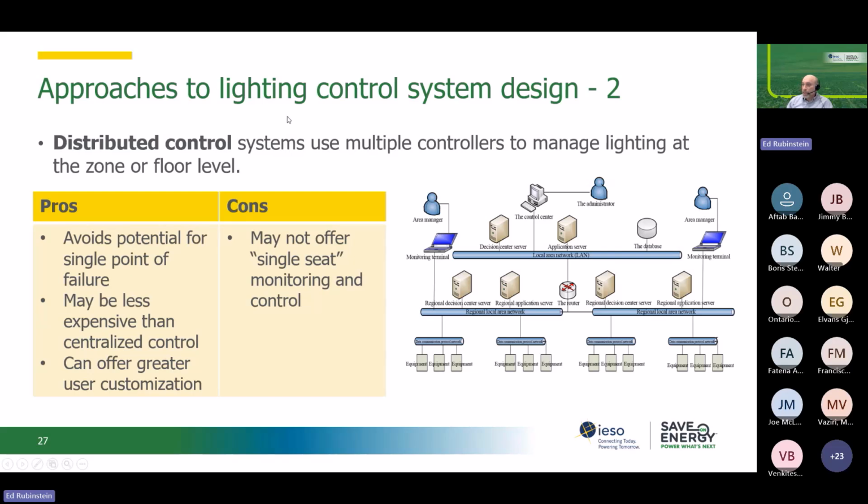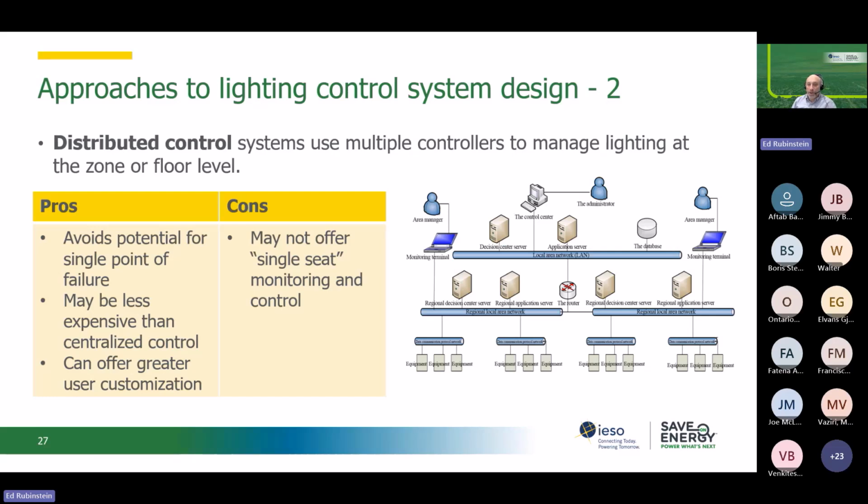Another one, which is sort of like centralized light or distributed, is where you do have some sort of centralized control, but it's more distributed. Think of it as different nodes, right? So it could be for a wing of a building, for a floor, etc. Right? That's great. It avoids the potential for a single point of failure. So if you lose one part of it, right, that's okay. All the other ones will be working as well. You just have one thing to fix. It could be potentially less expensive than centralized control because you're just tying things in locally as opposed to a central tie-in point, right? Potentially allows greater user customization.